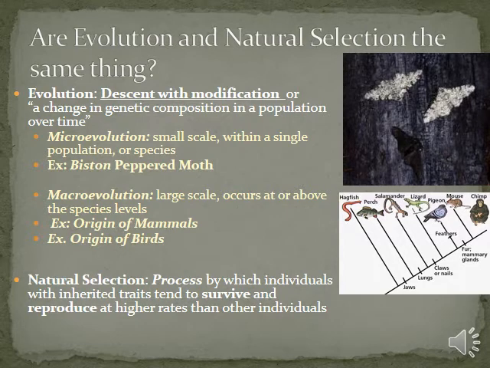Now, evolution and natural selection are a little different in the sense I'd like you to think of natural selection as more the process by which individuals with inherited traits tend to survive and tend to reproduce at higher rates than other individuals. And this is essentially the process by which Darwin was trying to elaborate and examine with many examples in his book on the origin of species, by how we get so much species diversity in different habitats. And so really he's talking about the process. So natural selection is really the process by which evolution occurs, whereas evolution is more the theory.